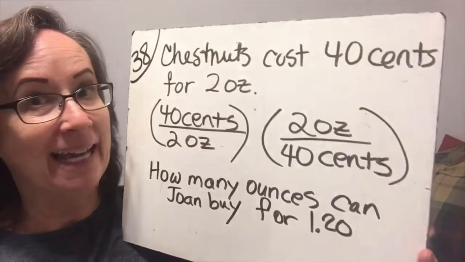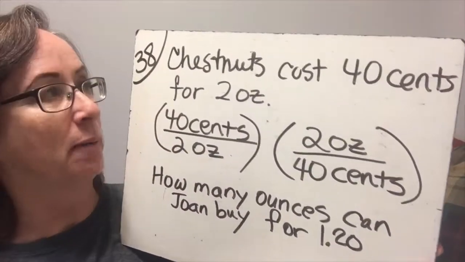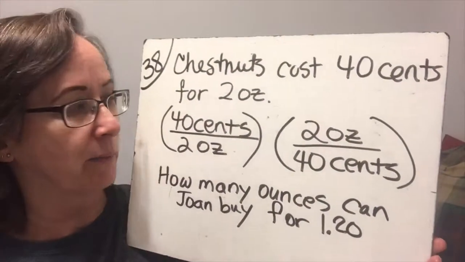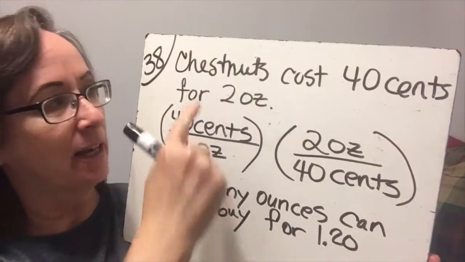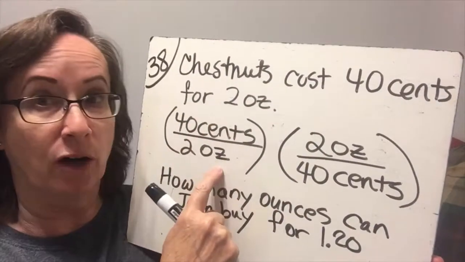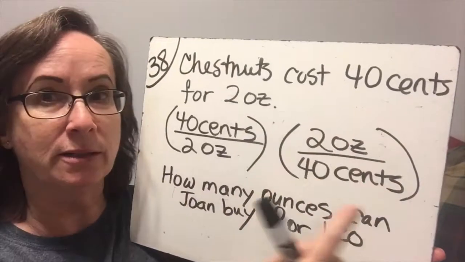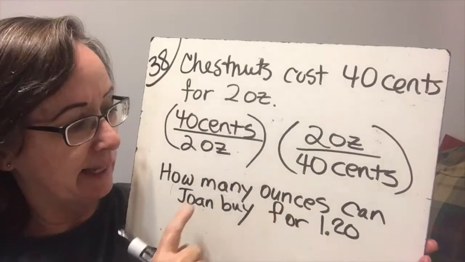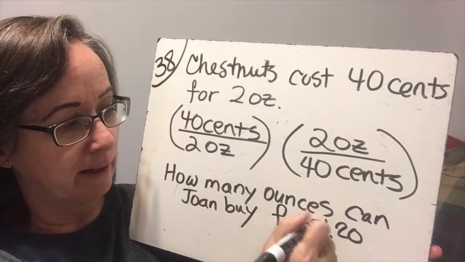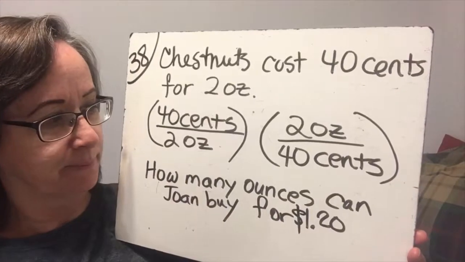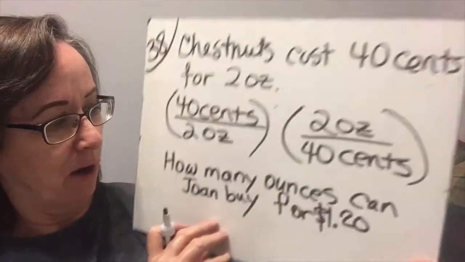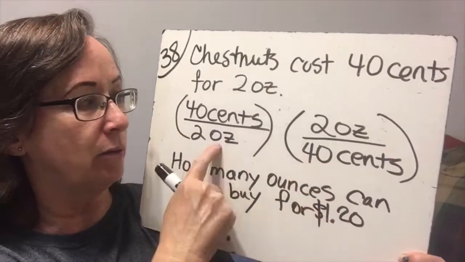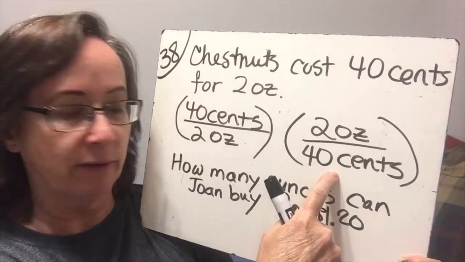Okay, so here is our practice problem. So we have chestnuts cost 40 cents per 2 ounces, or for 2 ounces. So we could write this rate as 40 cents over 2 ounces, or 2 ounces over 40 cents. Okay, so then it says, how many ounces can Joan buy for $1.20? Okay, so in our little word question here, this question is going to determine whether we use the rate on the left or the rate on the right.